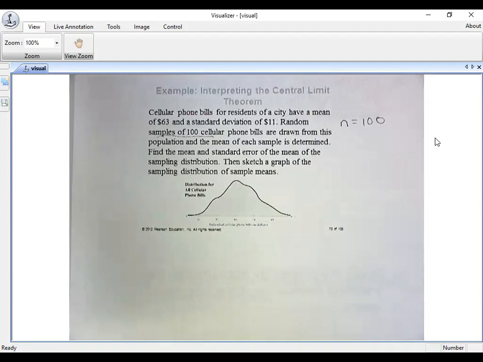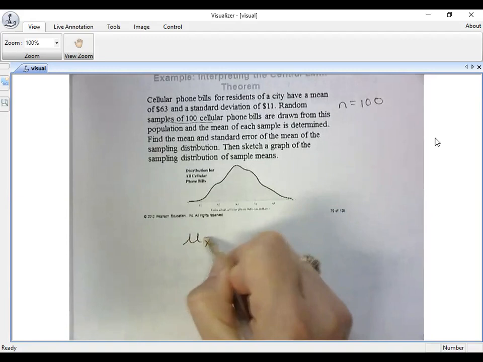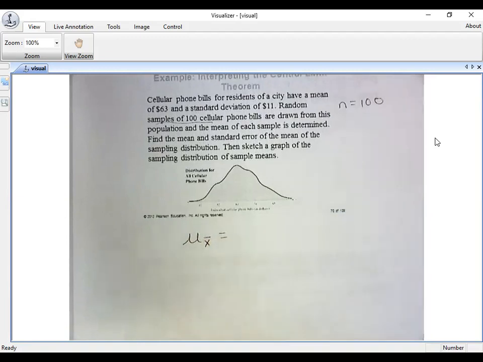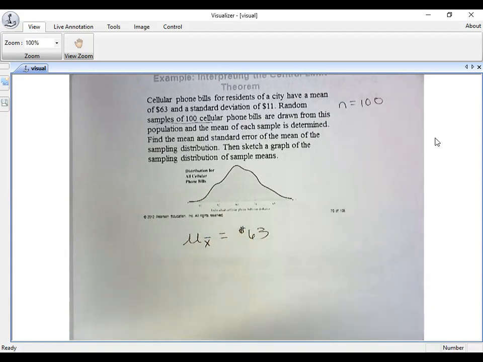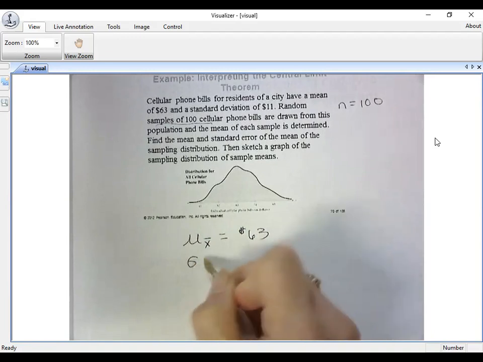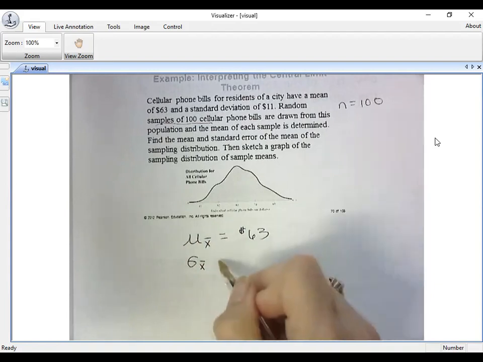Now, if that's the case, what do I know about the mean of the sample means? It's got to be the same as the population, so it's $63. That's the easy one to answer. What do I know about the standard deviation of the sample means or the standard error of the mean? How do I find that?